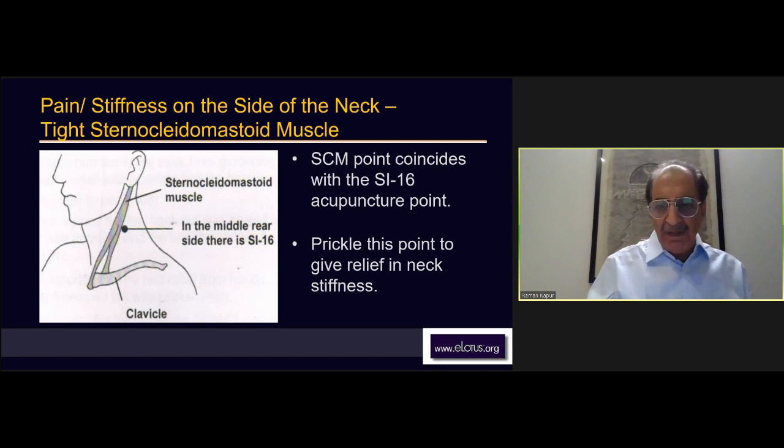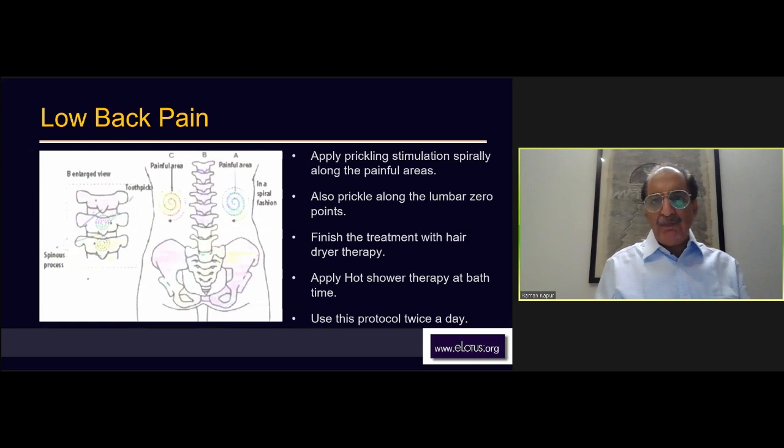Then lower back pain, you can apply pricking stimulation spirally along the area of pain. You also prick along the lumbar points, and you finish the treatment with hair dryer therapy.